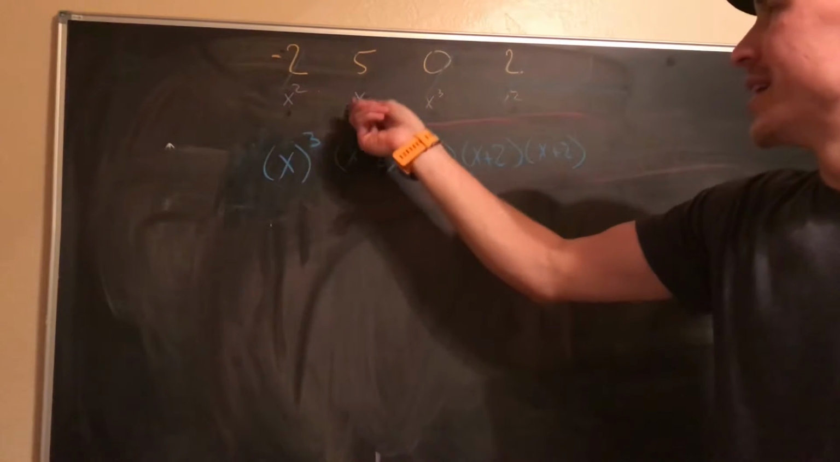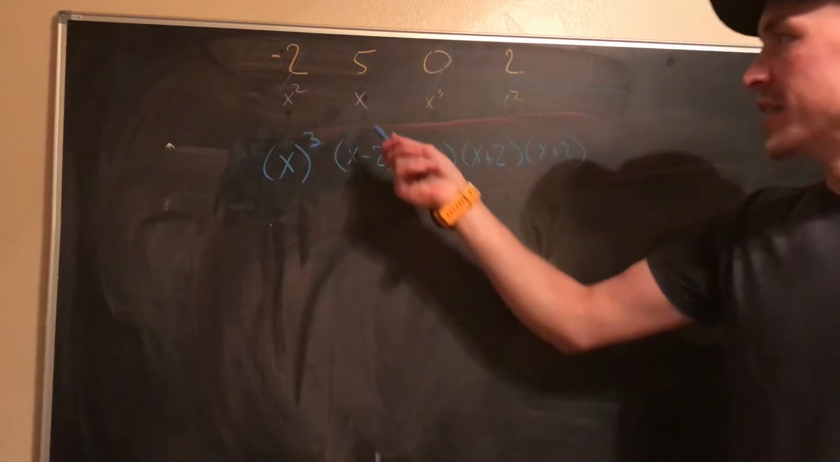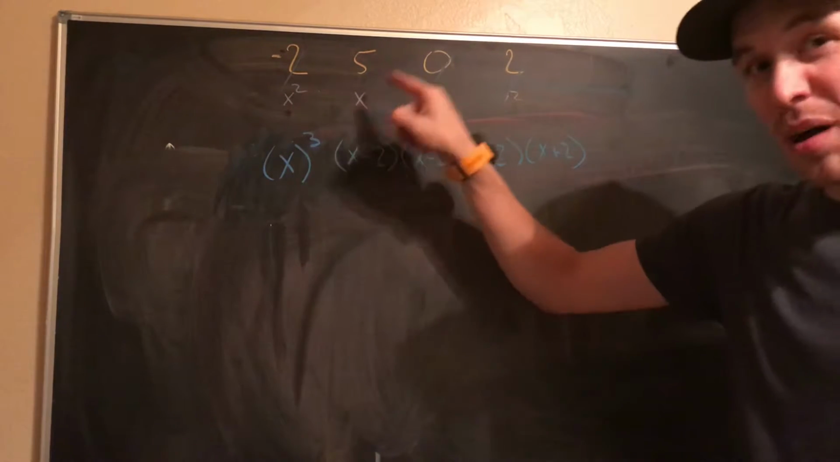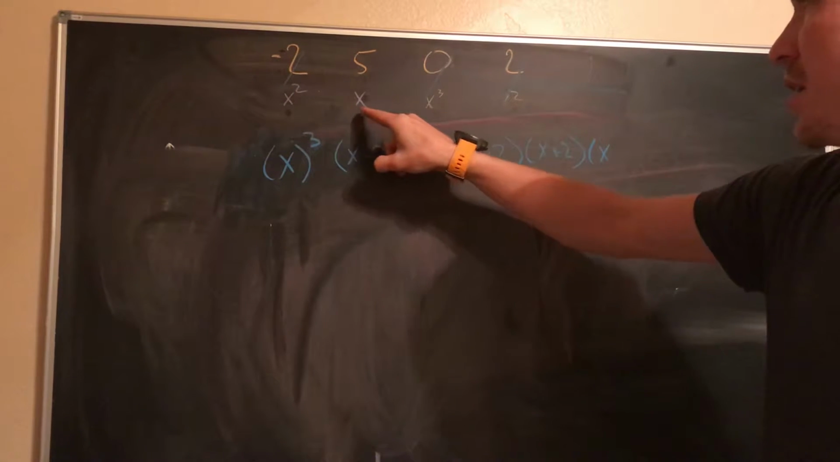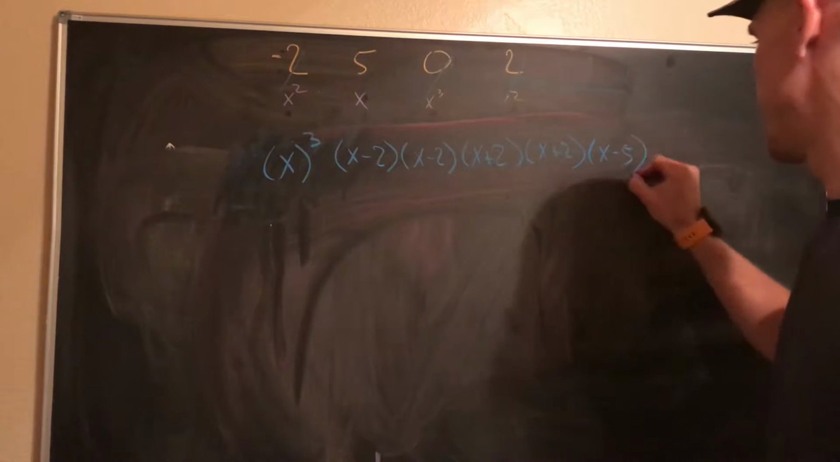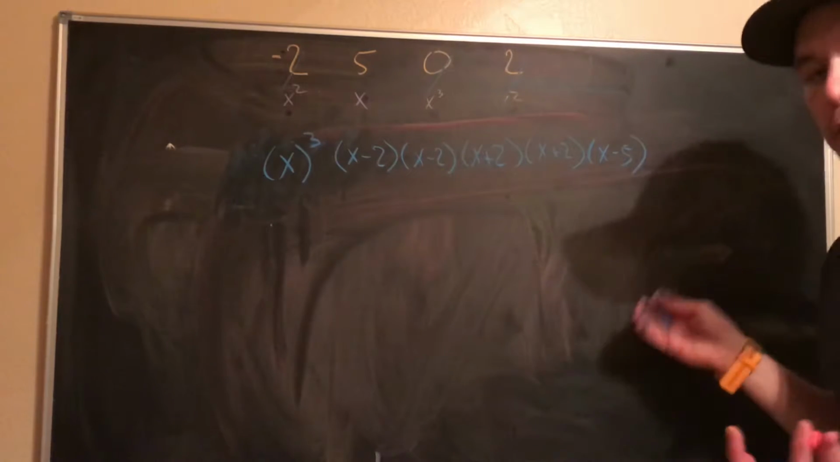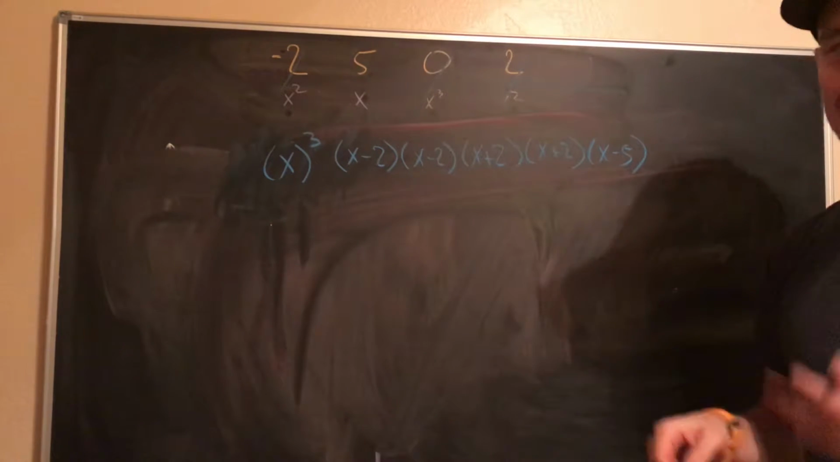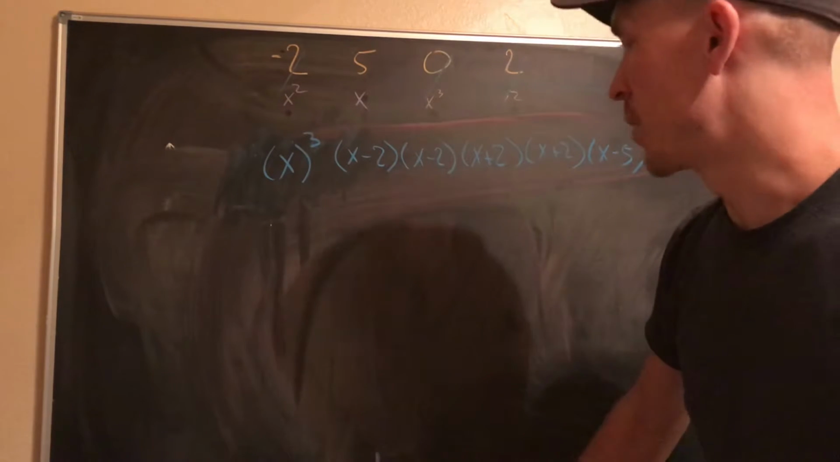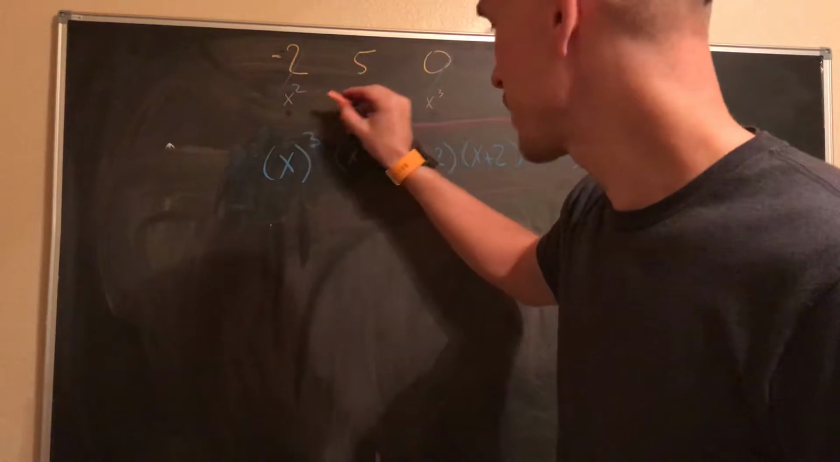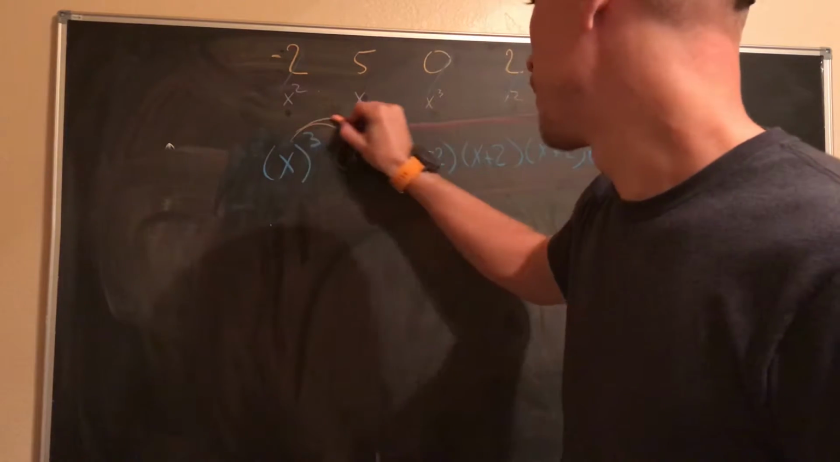Then our last one is a single, and it's this one right here, 5. Since it's a positive 5, I'm going to put x minus 5. What you have to do at this point is multiply all of these. That sounds like a lot of work, but you can make it relatively quick. Let's start with just this first one. Multiply this, multiply that there.